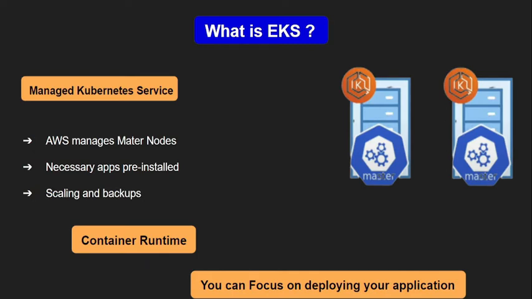So, what is EKS? It is a managed Kubernetes cluster, meaning AWS will manage the master nodes for you. It will create the master nodes, install all the necessary applications on them, like container runtime and Kubernetes master processes. It will take care of scaling it when needed, doing backups on that, etc.